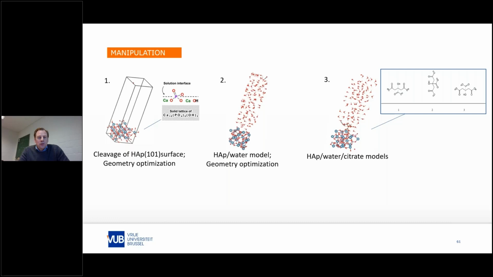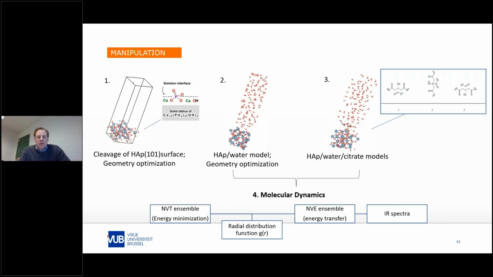Just what I said before, how we make the model on the different systems. We do molecular dynamics. This is how we did it. For the technical data: with NVT ensemble, then the radial distribution was checked, and then we did a last run on NVE, and then we calculated the infrared spectra with these data.